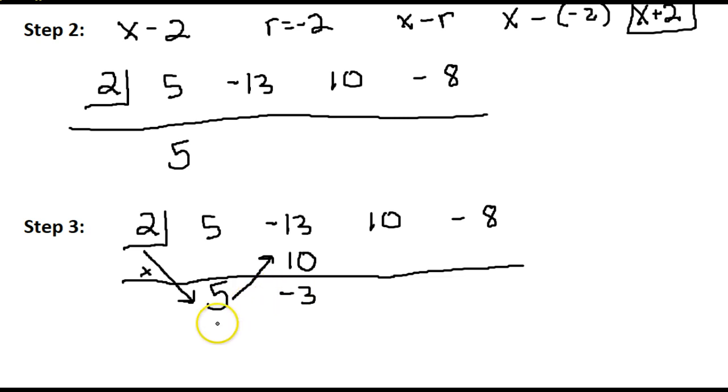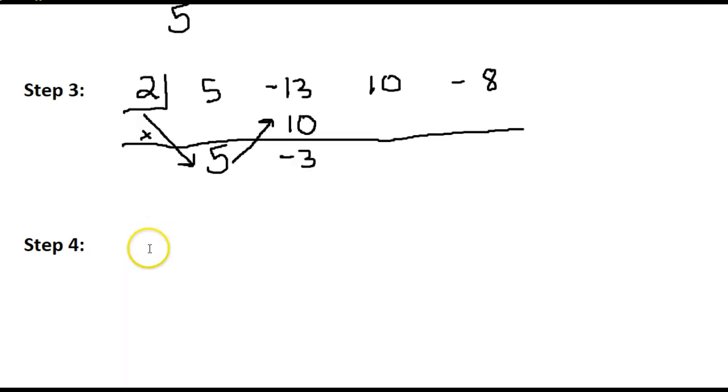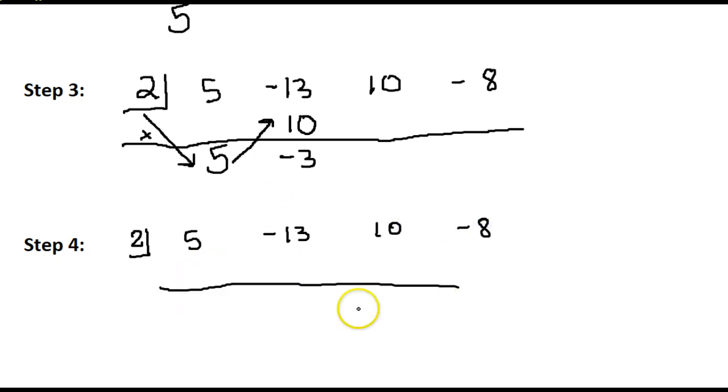So now let's move along to step 4. For step 4, we basically need to do the same thing as we did before. We multiply, so we have 2 as our r value. Our coefficients are 5, negative 13, 10, and negative 8. And we brought down our 5 below the 5. And we multiplied, and we got a 10 underneath the 13 and added. So underneath the equals bar, we have a negative 3.